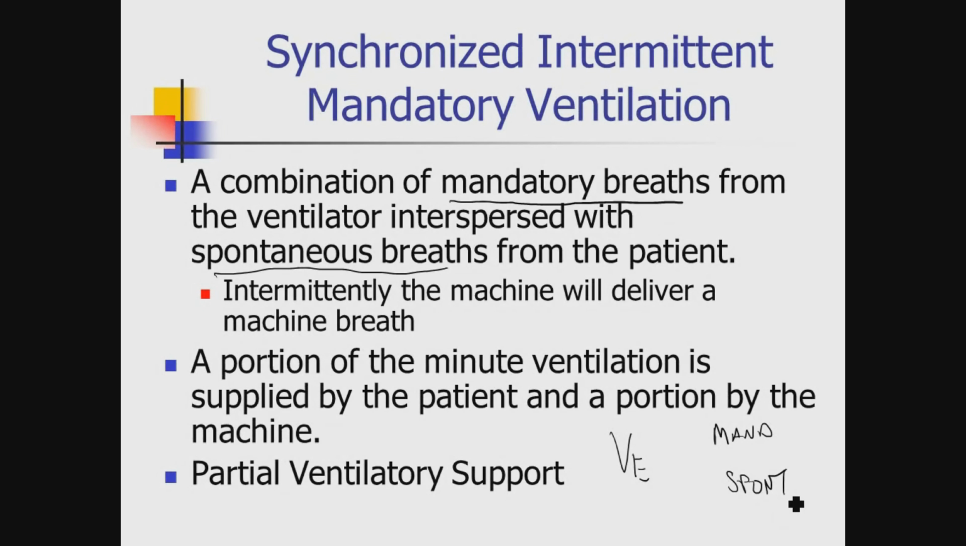Make sense? I have somebody on SIMV of 10. What does that mean? 10 times a minute they're getting a mandatory breath. That mandatory breath can be volume-oriented, pressure-oriented, or dual controlled. But 10 times a minute they're getting a fixed number of breaths. If they go apneic, they get 10 breaths per minute. They can, though, in between those 10 breaths, take spontaneous breaths however they want. And those spontaneous breaths can be supported with tube compensation or pressure support or unsupported.